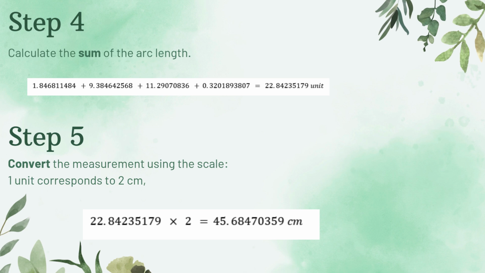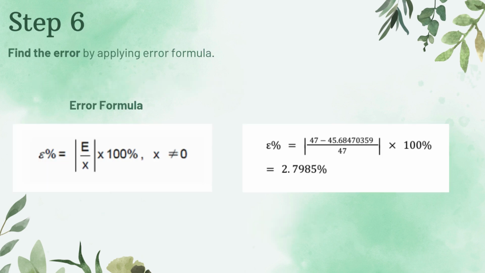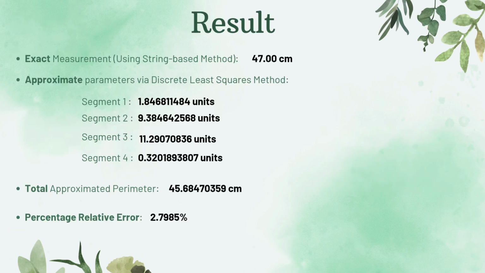Step 4, sum the arc lengths of every segment. For step 5, after we get all the arc lengths, we convert the measurement using the scale, where one y unit corresponds to 2 cm. We find the error by applying the error formula. We take the exact value minus the approximate value, divided by the approximate value, and then we multiply by 100%. And then we get the error.